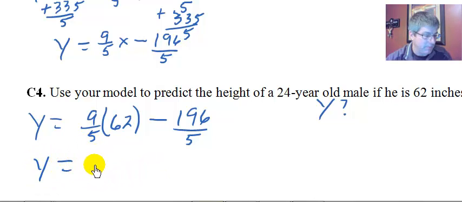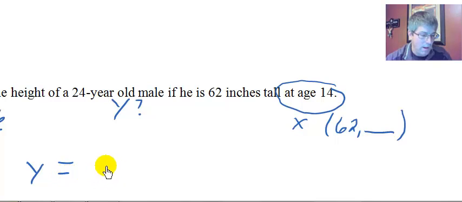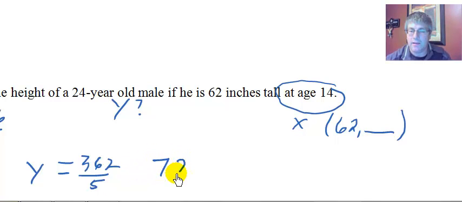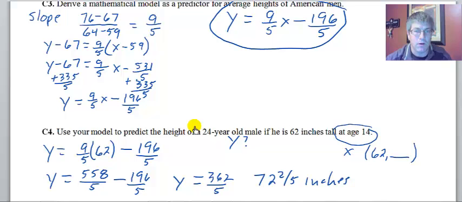So 9 times 62 is 558 fifths minus 196 fifths, and we get y equals 362 fifths. Quickly with a calculator, I see that is 72 2/5 inches. So if you're 62 inches tall at age 14, you'll be about 72 2/5 according to our model at age 24.